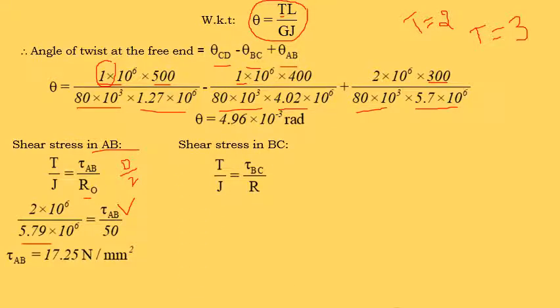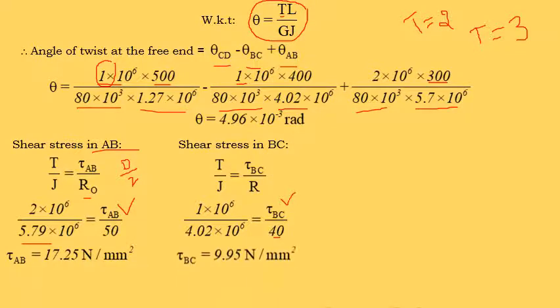Then for the portion BC, the torque induced is 1 into 10 to the power of 6. J2 value is 4.02 into 10 to the power of 6. Tau BC we have to determine. Then radius, nothing but diameter by 2. Diameter is 80. 80 by 2 is 40. So after solving this equation, we got tau BC value 9.95 Newton per millimeter square.